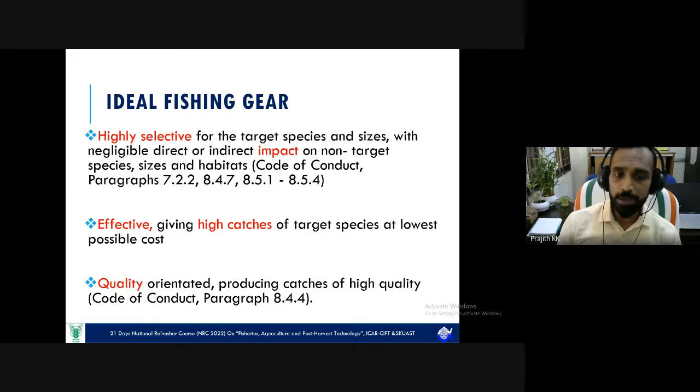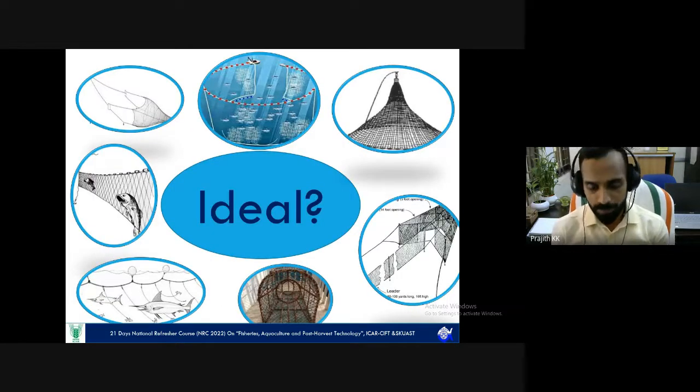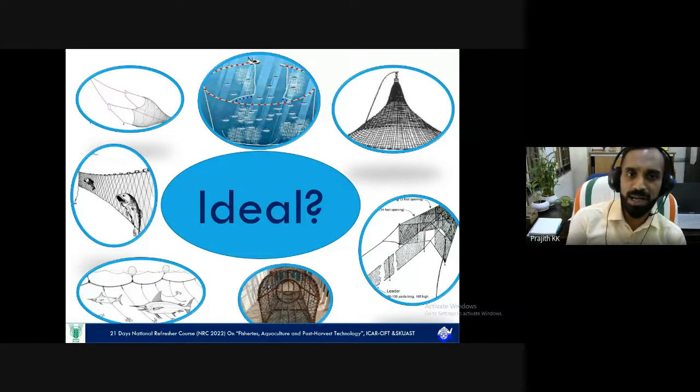Then the quality of the fish also should be high. Coming to the quality aspect, the quality should be very high. So these are some of the major characters or factors which make a fishing gear ideal. By analyzing all the active and passive fishing gear, we can see which gears are ideal, and whether any of the gears satisfy the criteria required for an ideal fishing gear.